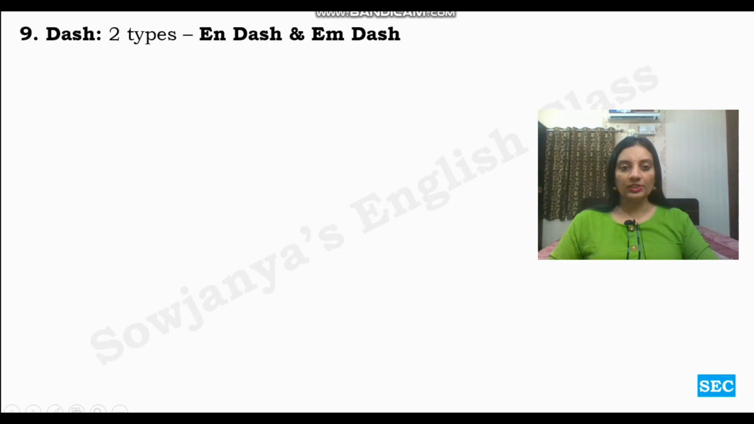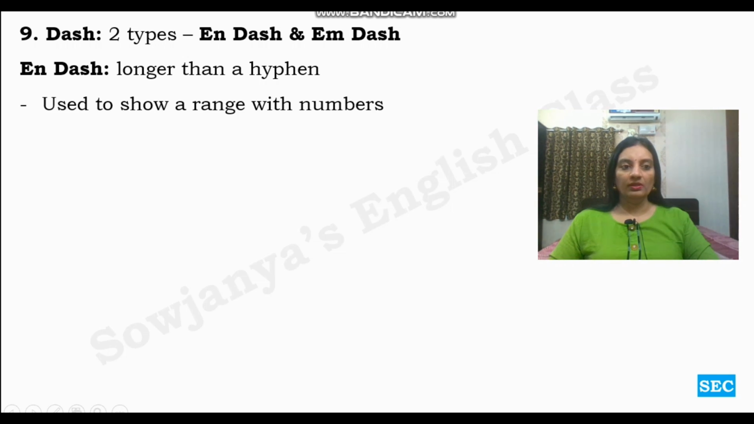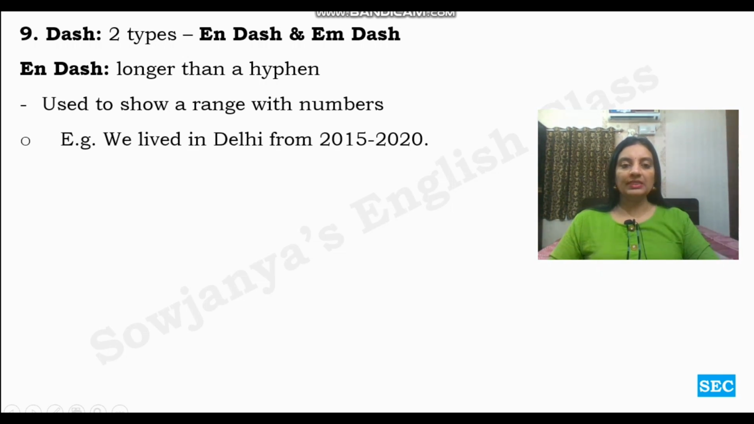Ninth one is dash. There are two types of dashes, N dash and M dash. Let us see N dash. It is longer than a hyphen, but it is shorter than M dash. N dash is used to show a range with numbers. For example, we lived in Delhi from 2015–2020. We read this N dash as "to" over here: 2015 to 2020. We denote it with an N dash.